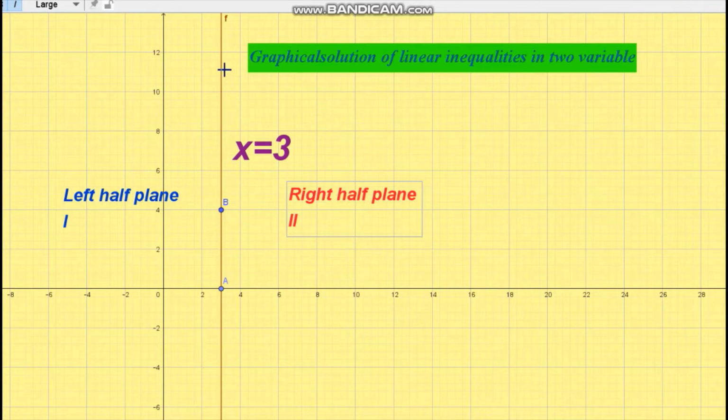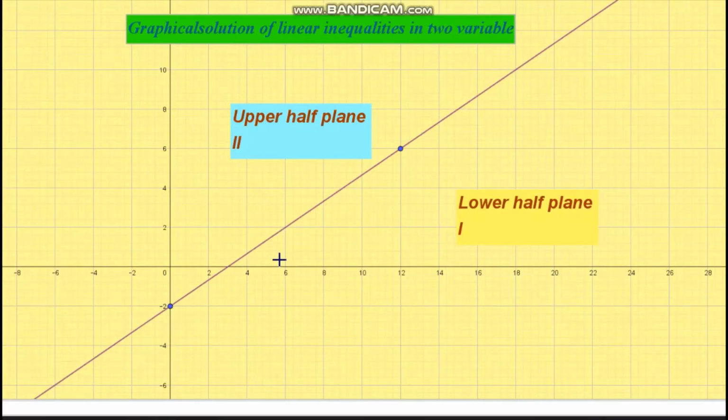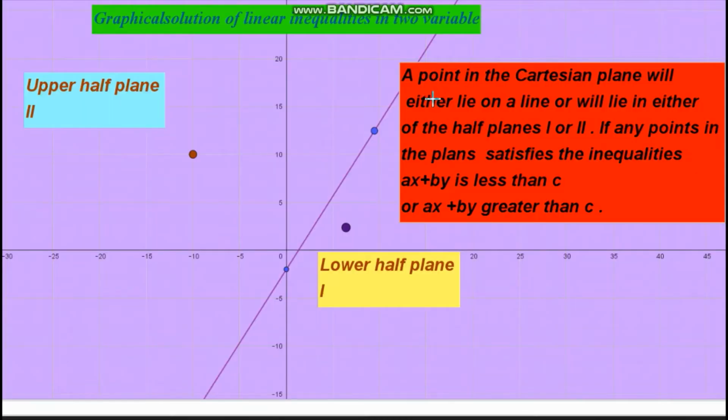A vertical line will divide the plane into left half plane and right half plane, and a non-vertical line will divide the plane into lower and upper half planes. A point in a Cartesian plane will either lie on a line or lie in either of the planes 1 or 2.